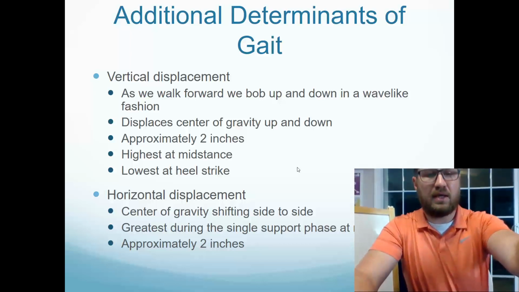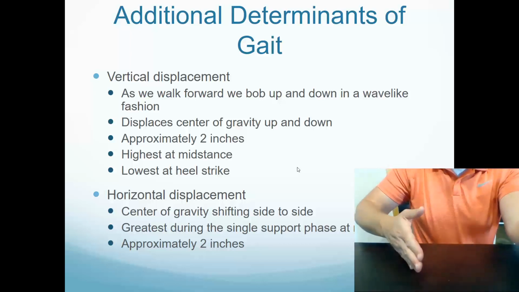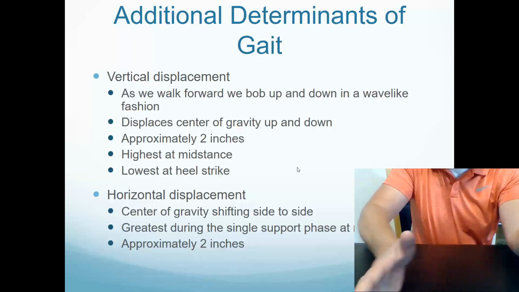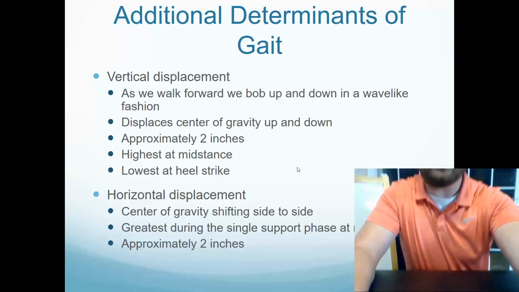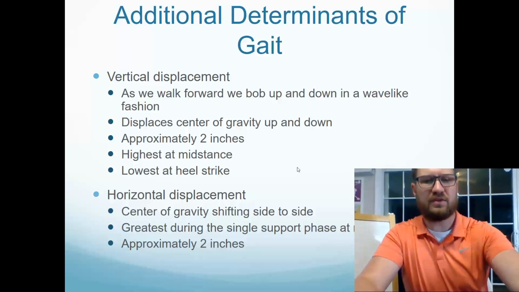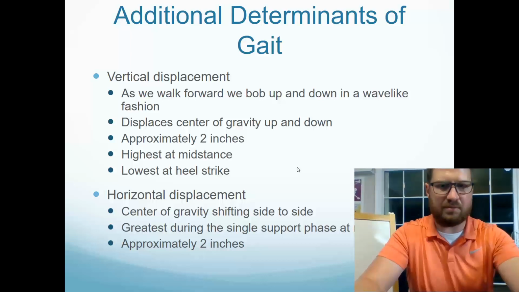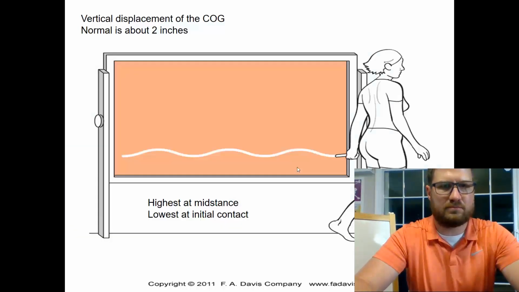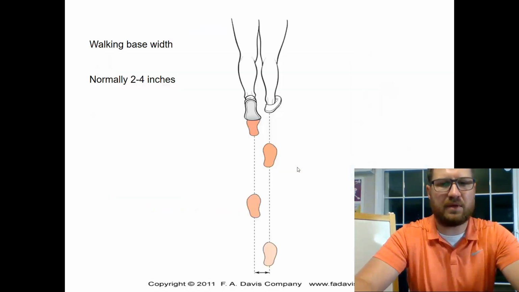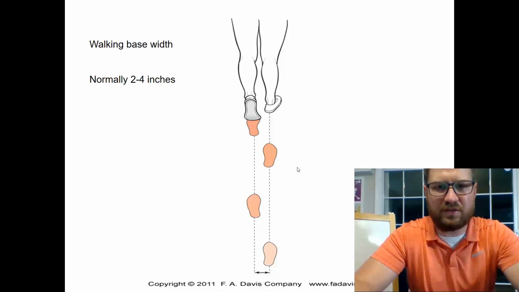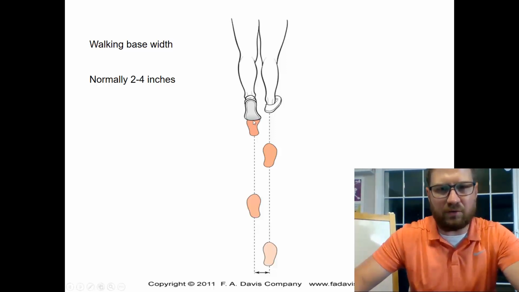Horizontal displacement, again, that line is going to shift as your weight shifts from side to side. That's roughly 2 inches. If that's more than 2 inches, that means we have some lateral instability. That's about vertical displacement, and then that horizontal displacement is normally about 2 to 4 inches. You don't want your feet right in line, but you don't want your feet too wide.